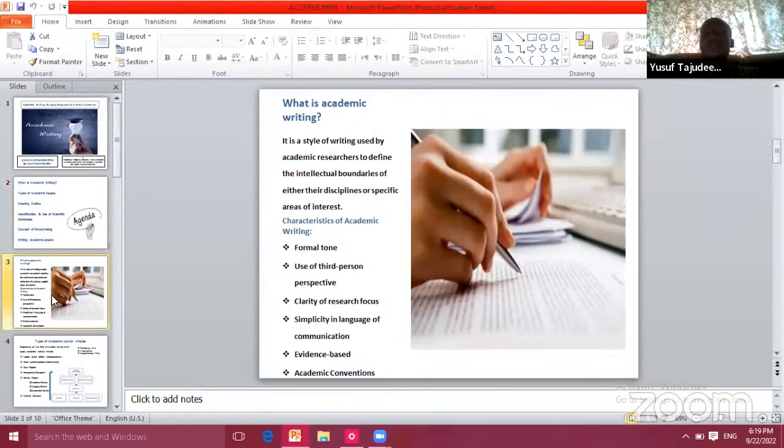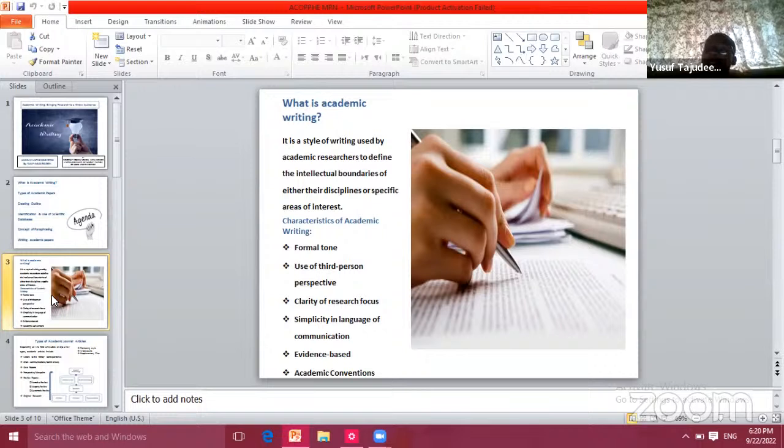So what is academic writing? Academic writing is just a kind of style that is used by academic researchers to show their intellectual boundaries, either their discipline or specific area of interest. What do we mean by this? Academic writing is different from other forms of writing, like creative writing, in the sense that academic writing shows the specific boundaries of a particular researcher.